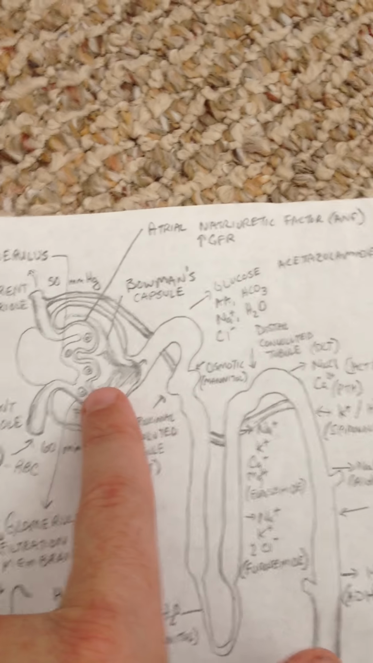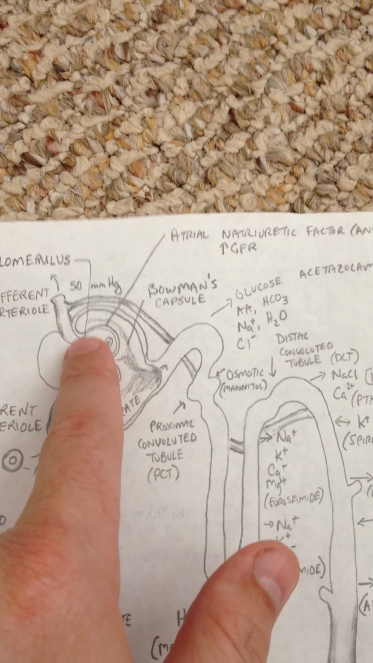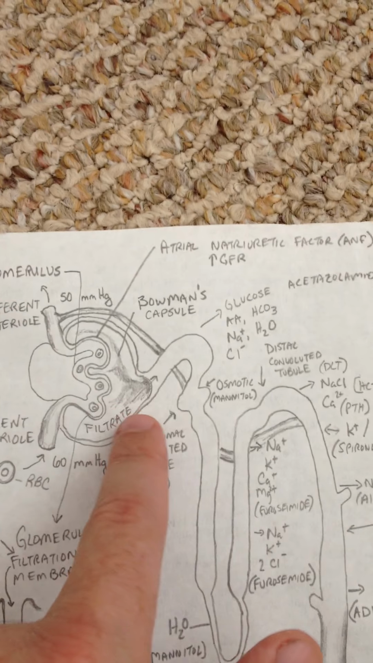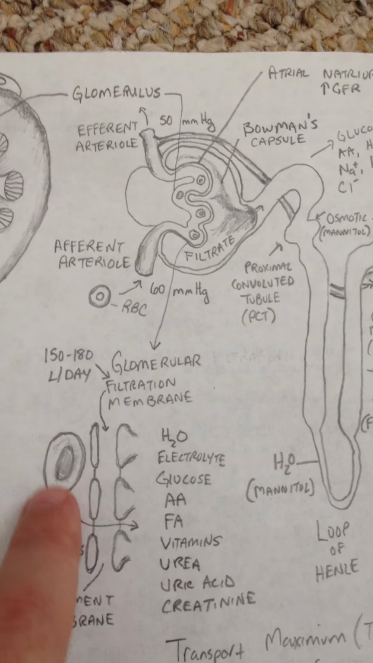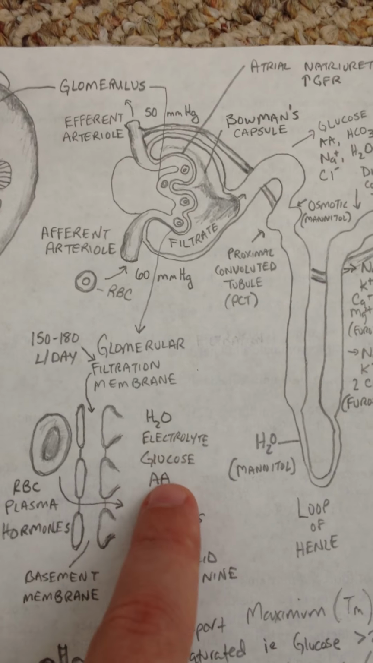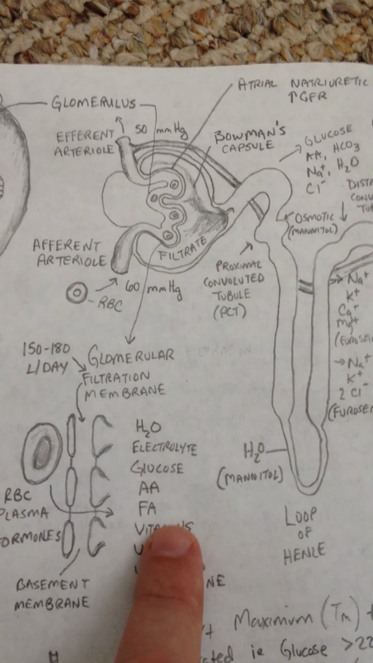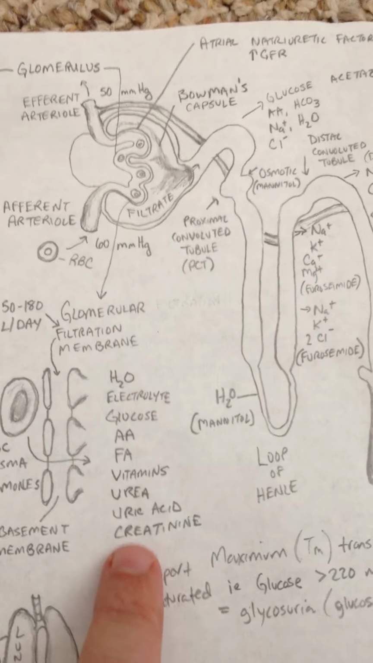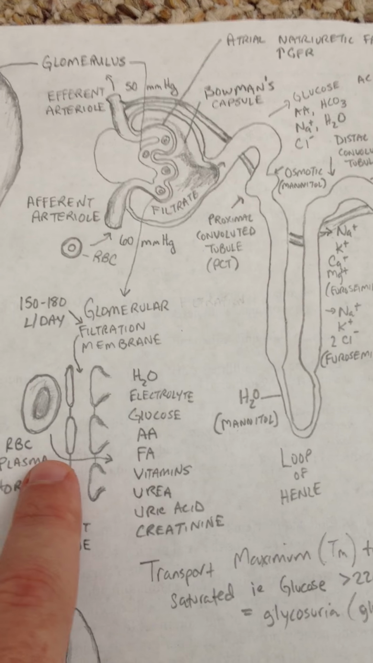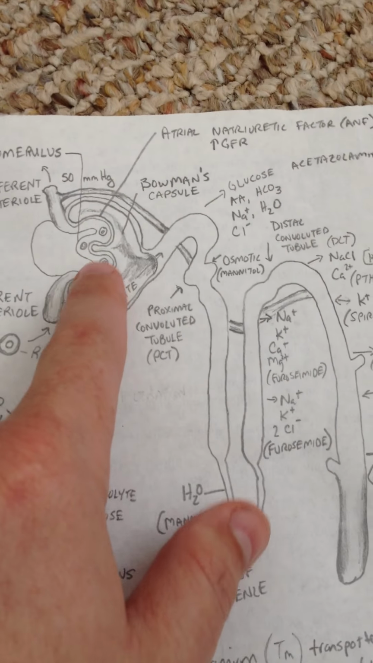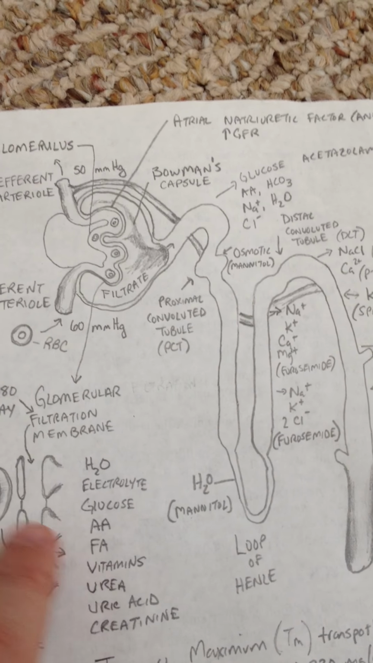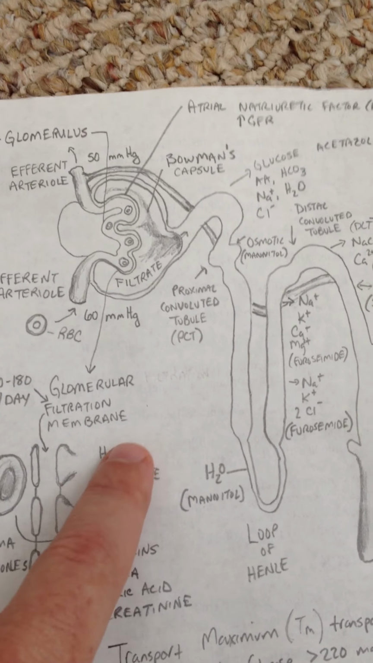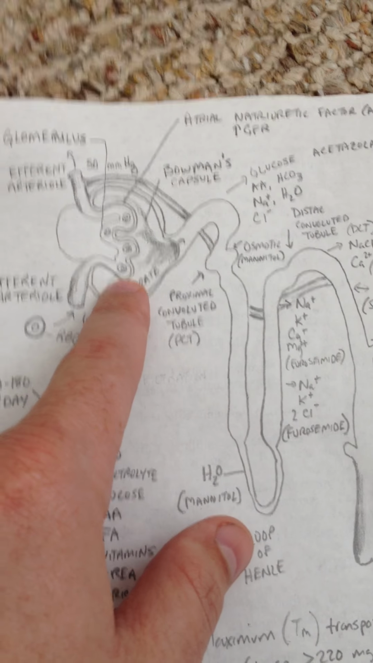This is Bowman's capsule. This is where the artery comes in and it filters the blood into a collection tube that will eventually turn into urine. The main issue right here is, we have the RBCs that are carrying water, electrolytes, glucose, amino acids, fatty acids, vitamins, urea, and creatinine, and they go through what is called a basement membrane in this filtration system of the Bowman's capsule. And they fit right through here, and all this is taken out right from here.